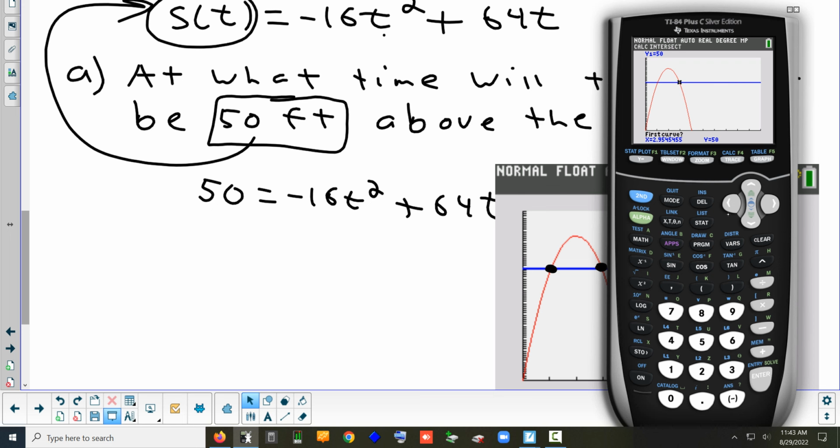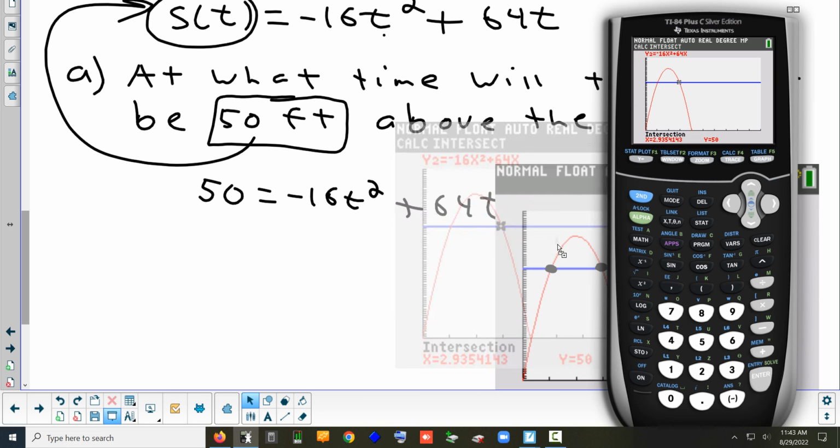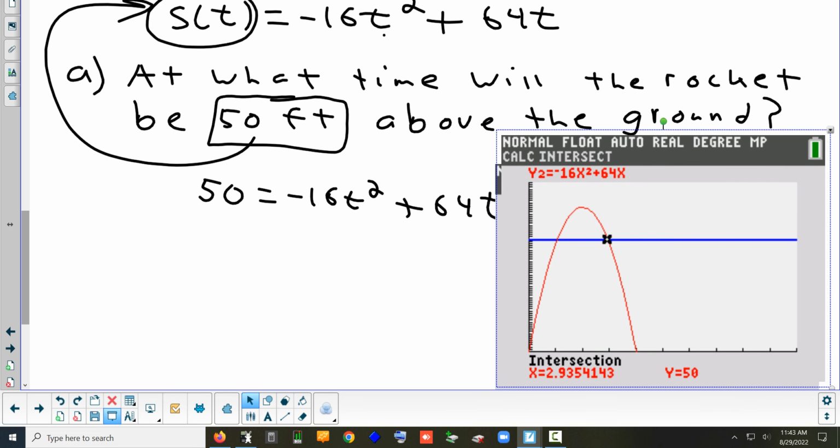So I'm going to do my blue, the red, and the guess does matter because you want to put the guess closer to the intersection point you're looking for. I want the one on the right. My guess is right on top of it already. So I don't know if you can read it. It says 2.94. That's on the way back down.